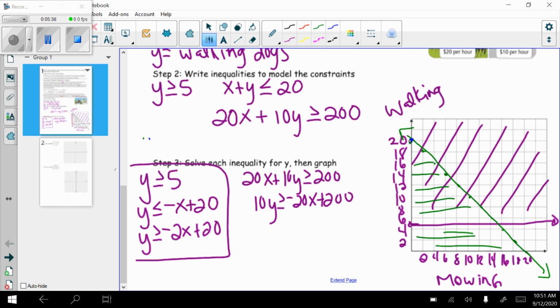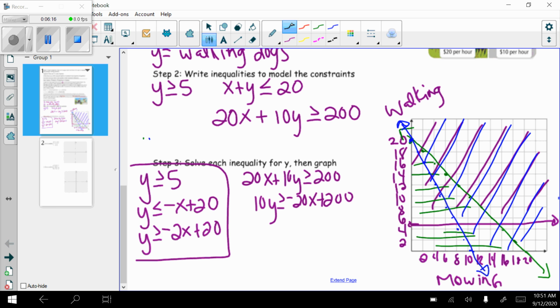So down 2 over 1 puts me halfway between here. Down 2 over 1, halfway, puts me there. So we're about right there. Draw that line. Y is greater than or equal to, so that's everything above that line gets shaded.